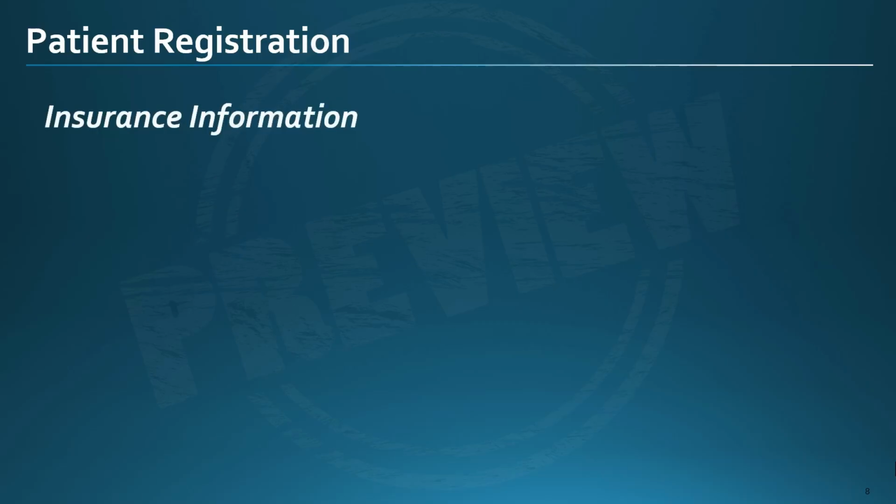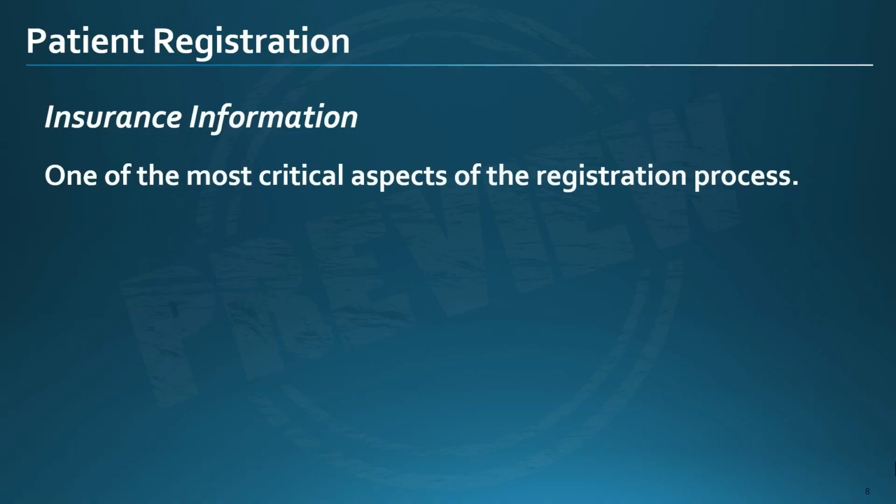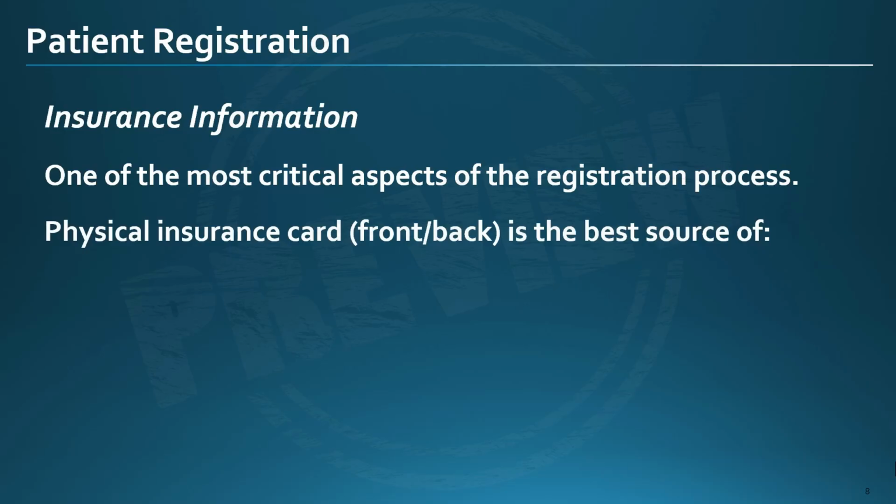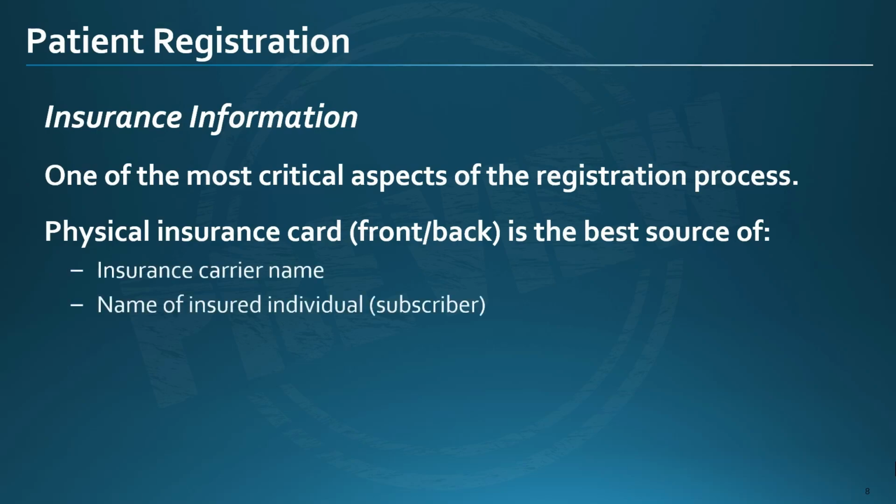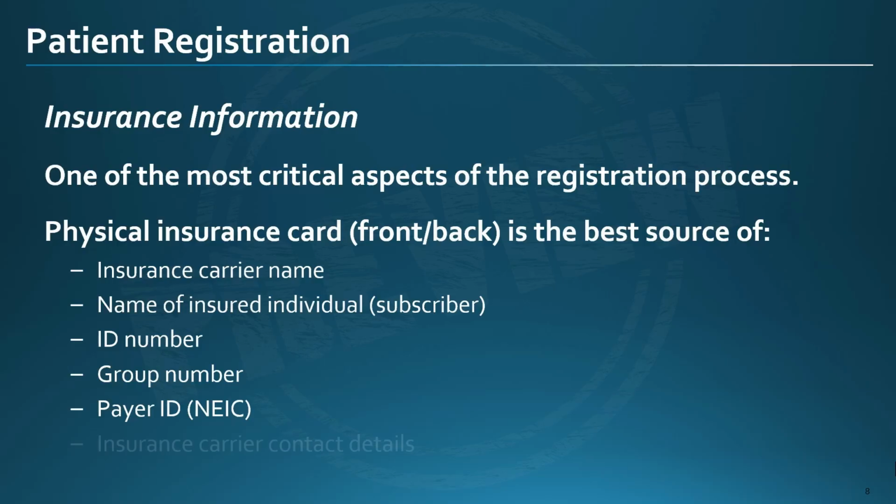Let's move on to insurance information. Collecting accurate insurance details is one of the most critical aspects of patient registration, especially with respect to maintaining your practice's financial health. Patients are generally asked to present their physical insurance card, both front and back, at every visit. The information should, at the very least, include the name of the insurance carrier, the name of the insured, their identification number, the insurance group number, the payer ID, sometimes referred to as NEIC number, and the contact information for the insurance carrier. Just a reminder that we go over the significance of each of these items in greater detail in our insurance cards lesson.